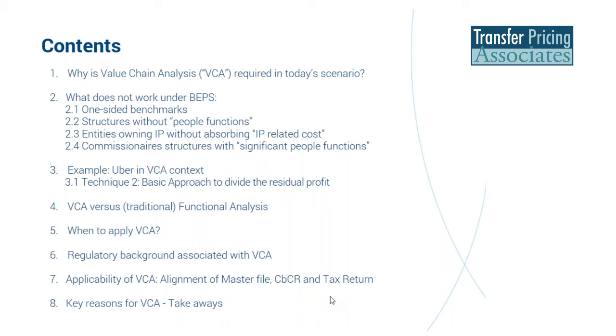Thereafter, we'll pick up cases which are not workable under BEPS and how value chain analysis can help in resolving issues under those situations. We will be covering four situations which we have highlighted under Section 2. In Section 3, we will pick up the Uber case and look at their existing structure, and we will apply a value chain analysis technique, which we call technique 2.